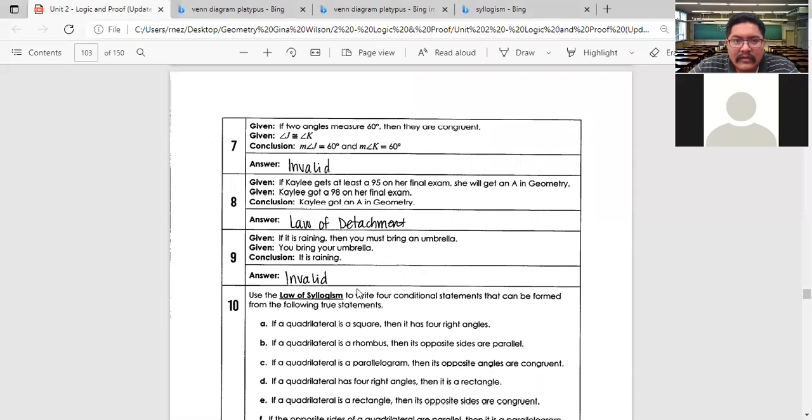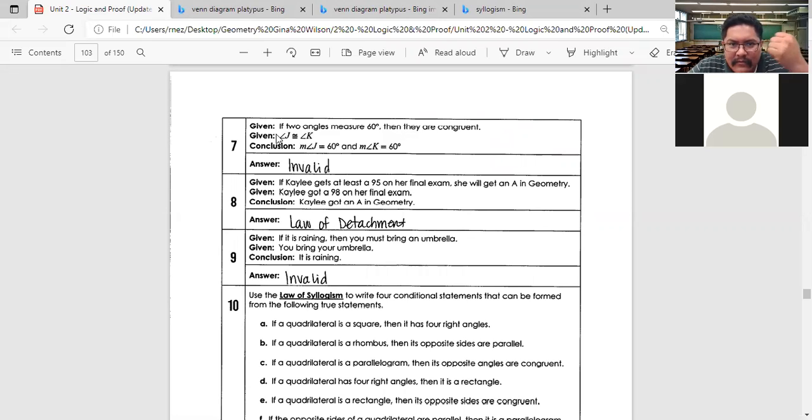All right, so again, not a whole lot of writing, so I'm going to go ahead and move on. If two angles measure 60 degrees, then they are congruent. So we have two angles that are 60 degrees. J and K are congruent. Therefore, angle J and angle K must be 60 degrees. Well, that doesn't make sense, so they reversed it.